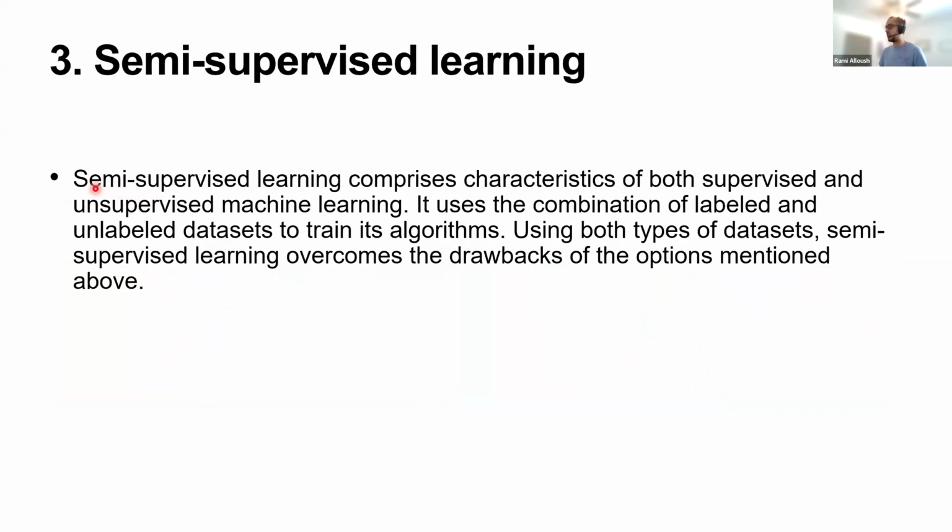As you said, it's mostly learning comprised of characteristics of both supervised and unsupervised. So it's a combination of labeled and unlabeled, trying to make some compromises. Some of the drawbacks of one method are overcome by using the other one, and vice versa. It's just combining both to have hopefully a better result.